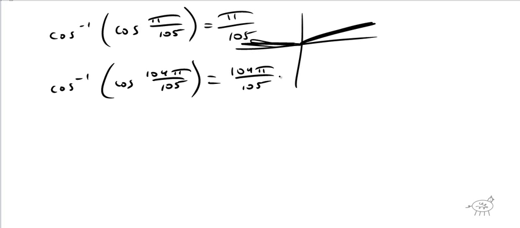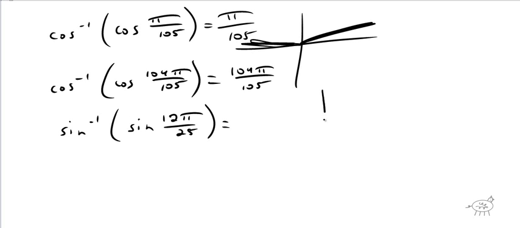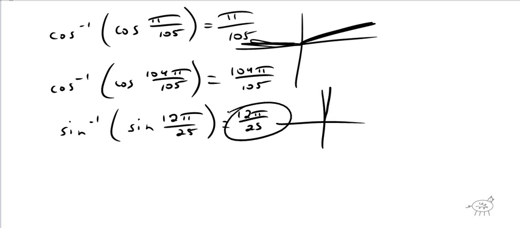Okay, a couple more. Don't go away. Inverse sine of the sine of 12 pi over 25. Where is that located? Do you guys agree 12 pi over 25 is a little bit less than half, right? Because 12 and a half is half of 25. So it's almost half, but it's still in the first quadrant. So don't you guys agree it's 12 pi over 25? Okay, because it's in range. All right.